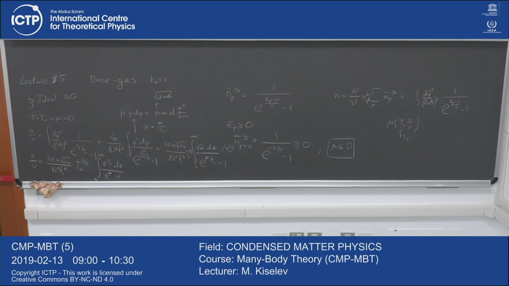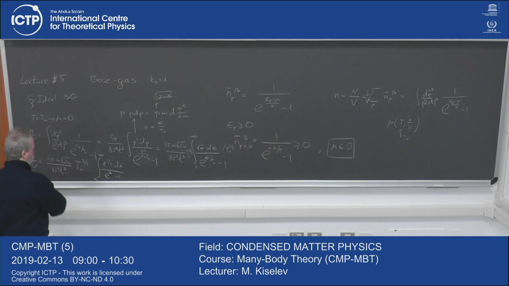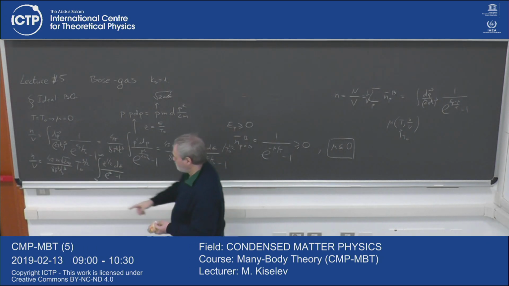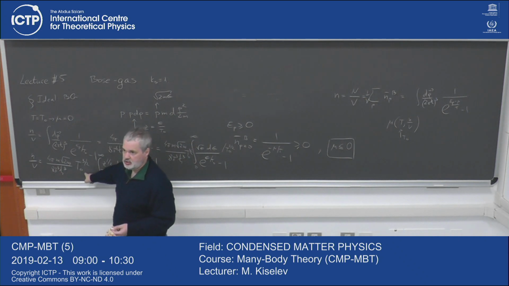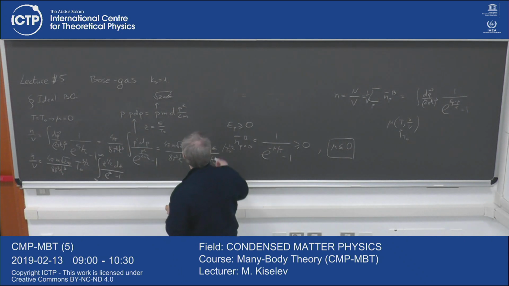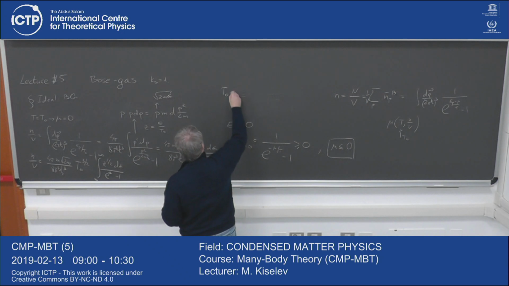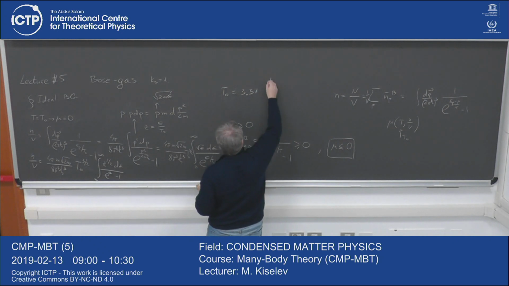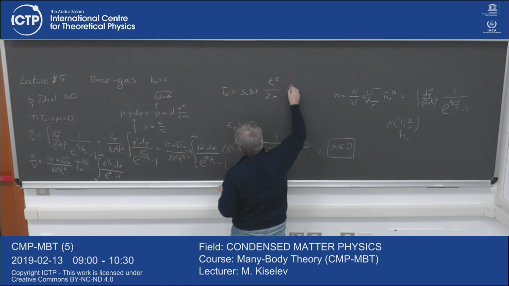So by knowing this number, you see that the density is proportional to T_0 to the power 3/2. So we can write down that T_0 is a number, and I know this number by heart. This is 3.31 ħ squared over 2m, n over V to the power 2/3.